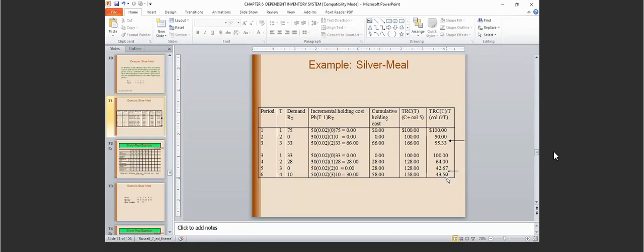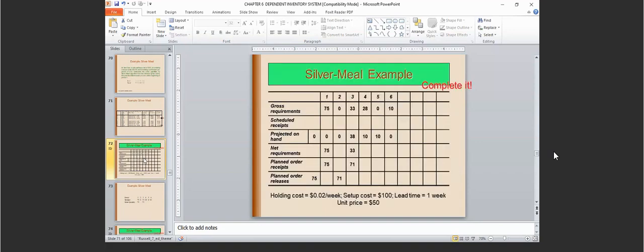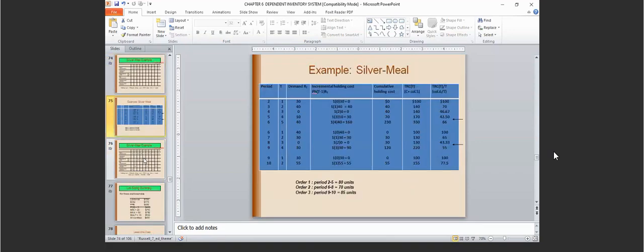Boleh faham untuk Silver-Meal algorithm sebelum kita teruskan kepada teknik yang lain? Boleh ya? Ada lagi contoh ni, nanti kamu boleh tengok sendirilah. Cuba-cuba buat, kan.